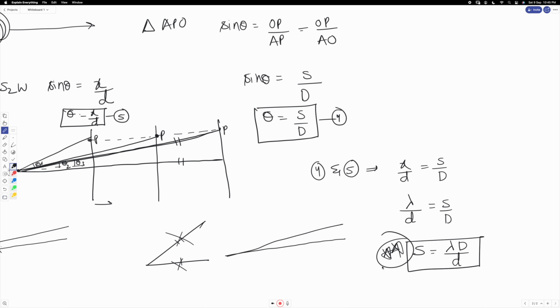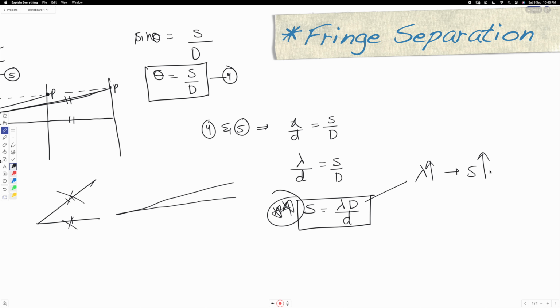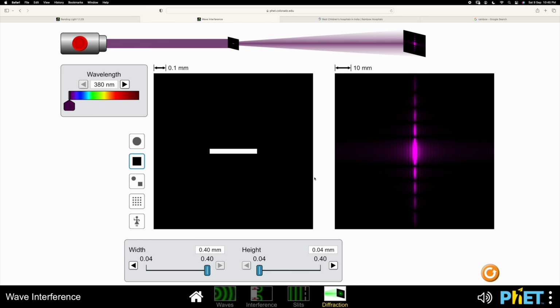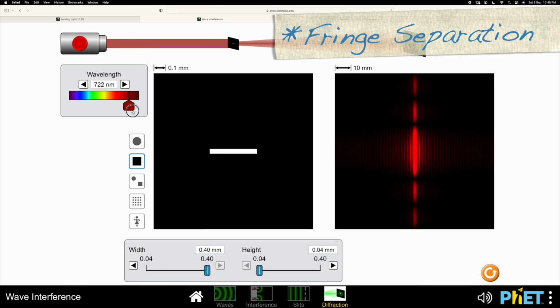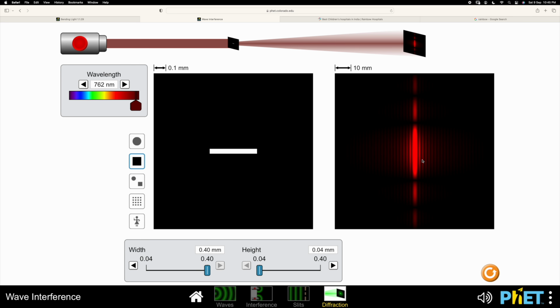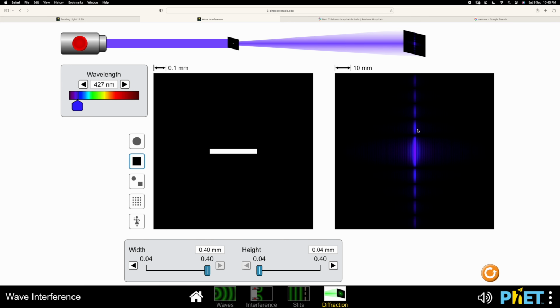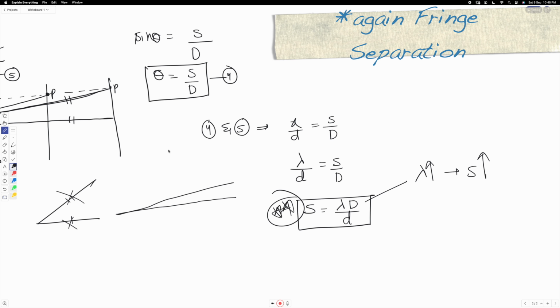So from this equation, what we can say is that larger the wavelength, larger the fringe separation. Okay, we'll see whether that's true or not. Look at this, larger the wavelength, larger the separation. Look at this maxima and this maxima. Now distance has increased, right? Now when I'm decreasing the wavelength, that gap distance between two maximas has been reduced. So larger the wavelength, larger the separation.